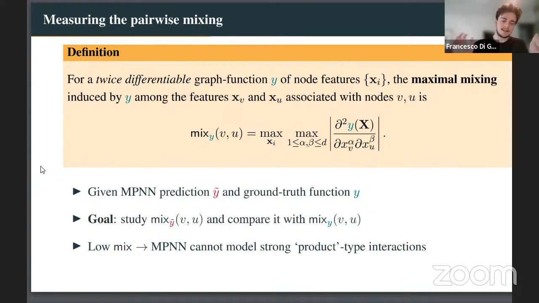So the idea basically would be, if the mixing that a certain MPNN with a certain capacity can induce between two nodes is small, then the MPNN would not be able to model strong type of interactions between xv and xu, and therefore it will not be able to learn all of those functions that have such product type of interactions. So in a slide, we basically want to study second order derivatives and use them to see what kind of functions we are not able to learn in practice and why that's the case, right?